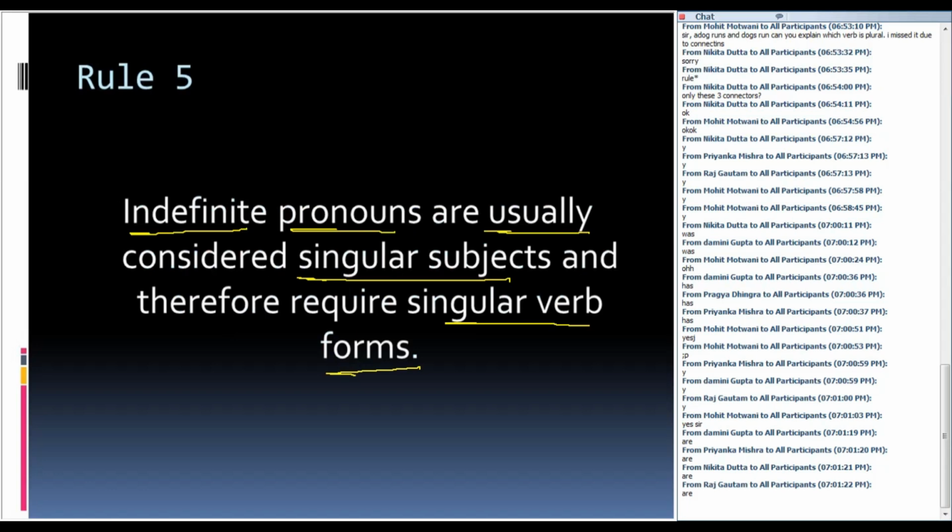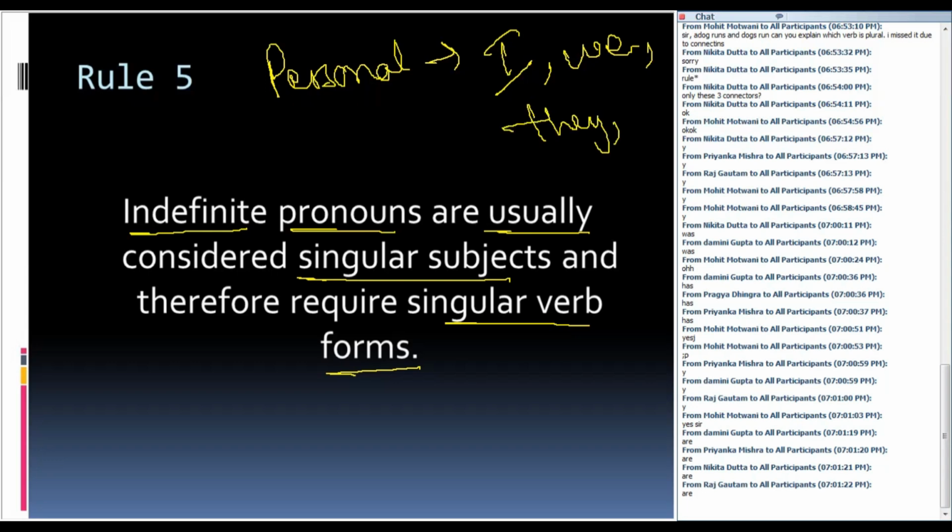Now, there are some pronouns that are personal. Some pronouns are personal. That means when we use these pronouns, we know exactly who we are talking about. For example, when I use pronouns like I, we, they, she, her, when I use these kind of pronouns, I know exactly who I'm talking about, right? But when I use pronouns in which I'm not talking about anybody specific.